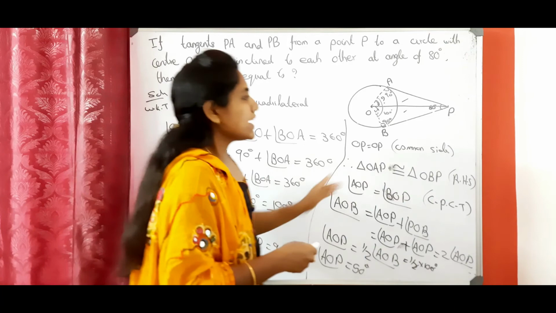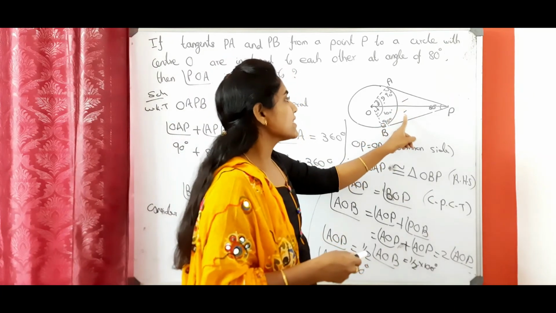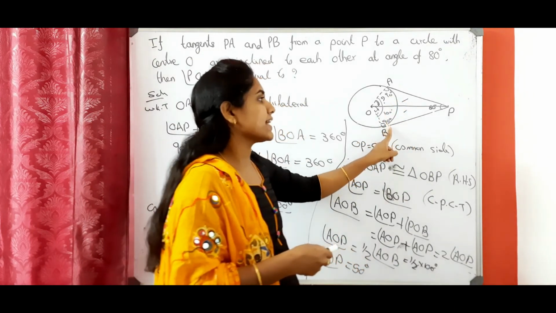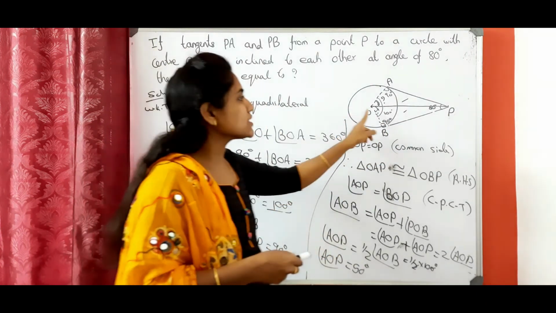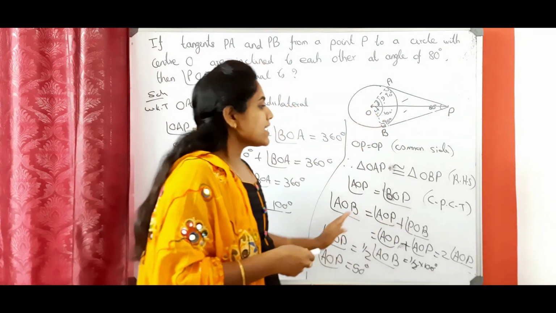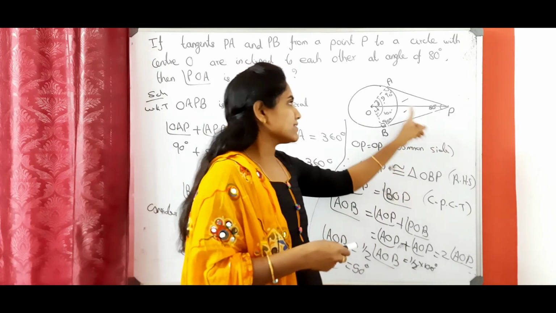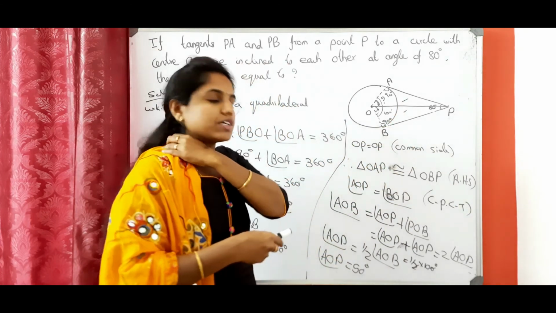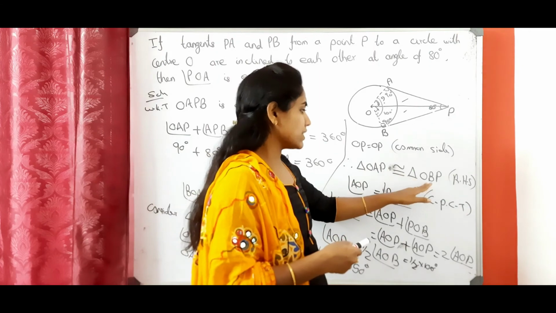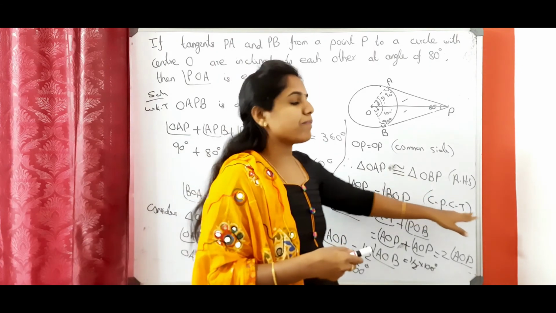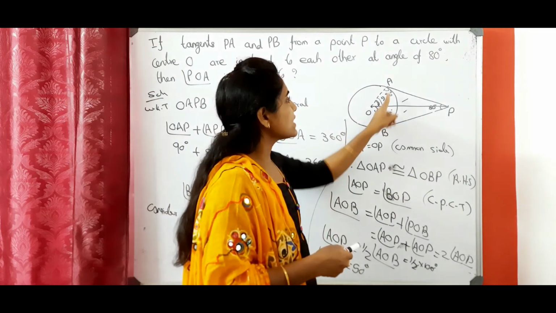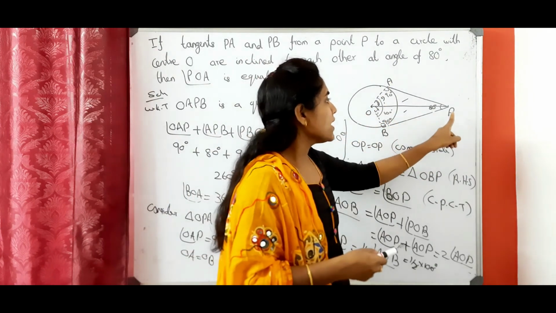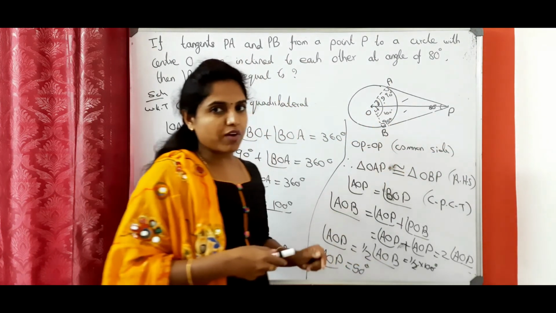Then we consider these two triangles. Here corresponding one angle is 90 degree, and also we can prove that corresponding two sides are equal. So we can apply the RHS theorem. We can say these two triangles are congruent. Congruent means their corresponding parts of congruent triangles are equal. What is the corresponding angle of AOP? POB is the corresponding angle, right?